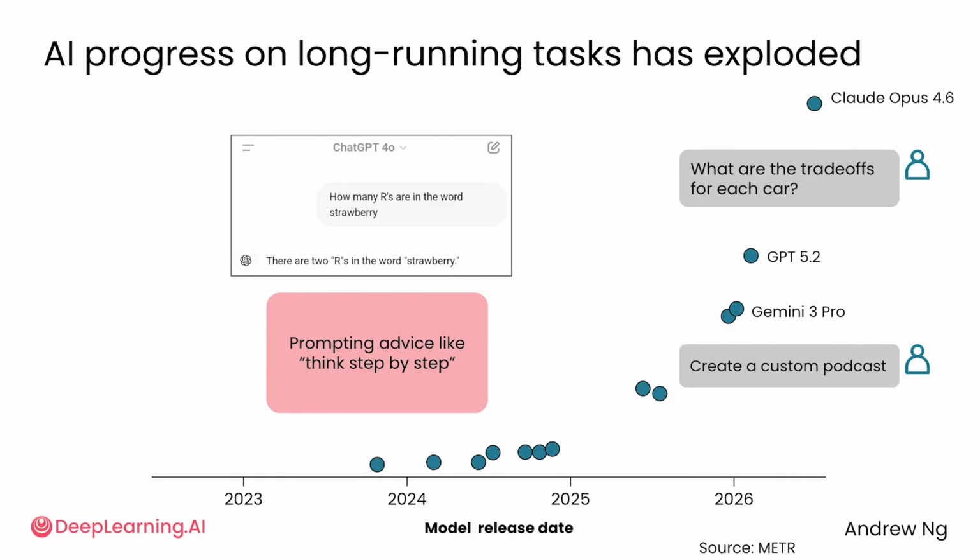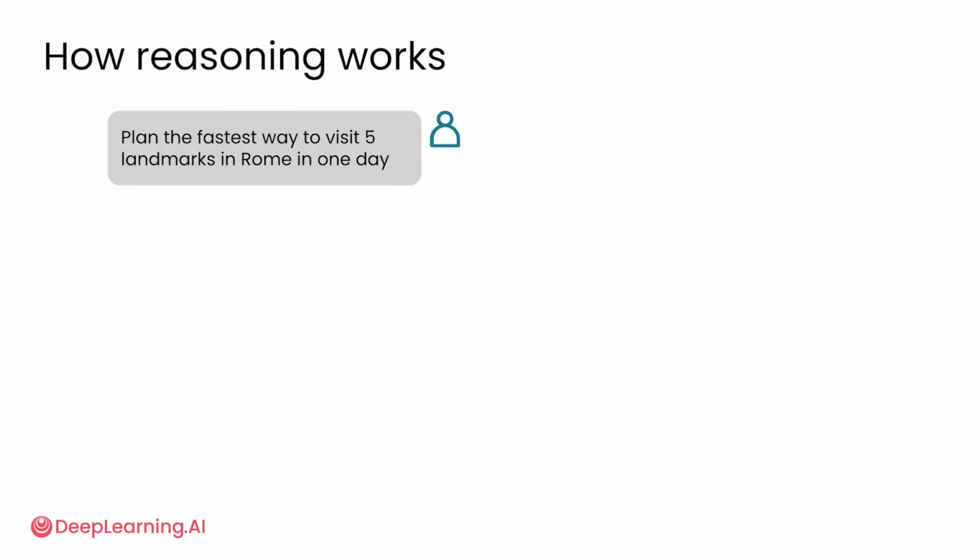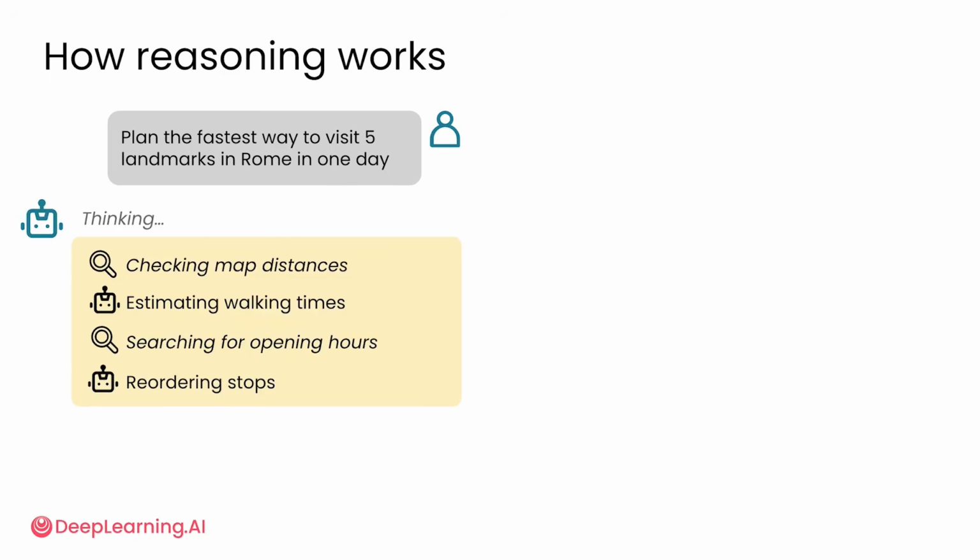So for these more complex tasks, I recommend trying to use one of the more modern models if you're able to access one. And there may well be models even more modern than the ones listed on the slide that could be available to you now. So this is how AI reasoning or how AI thinking at length works. If you ask it to plan the fastest way to visit 5 landmarks in Rome in one day, then it might want to gather quite a lot of information to check map distances via web search, estimate walking times, search opening hours, reorder the stops, and so on, and then generate your optimized itinerary.